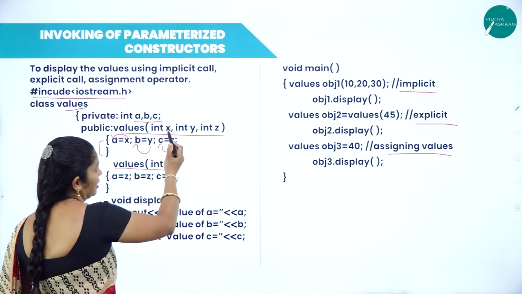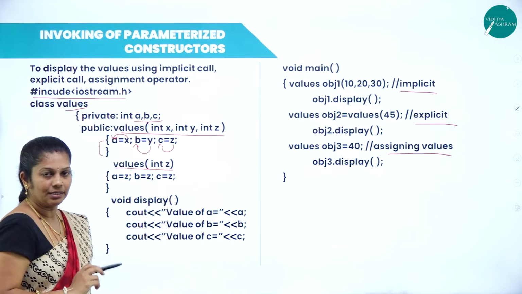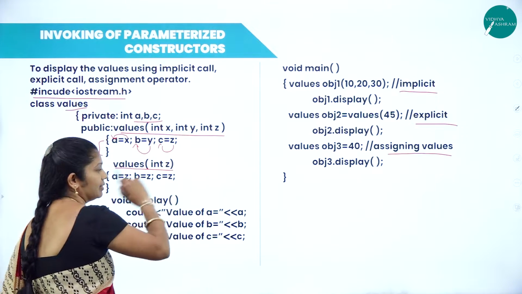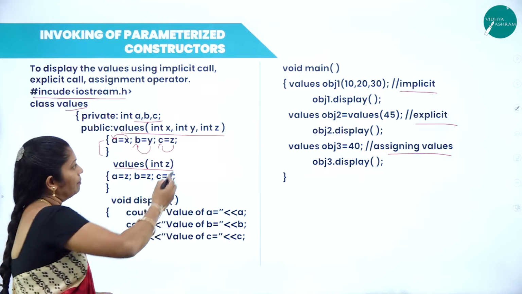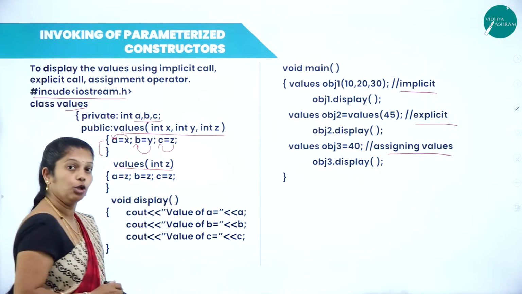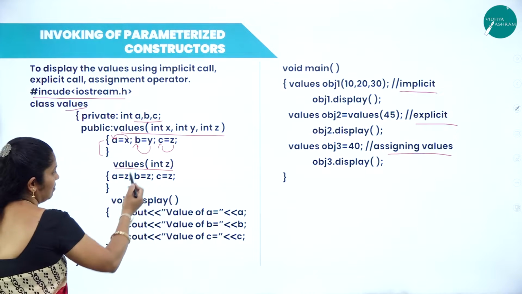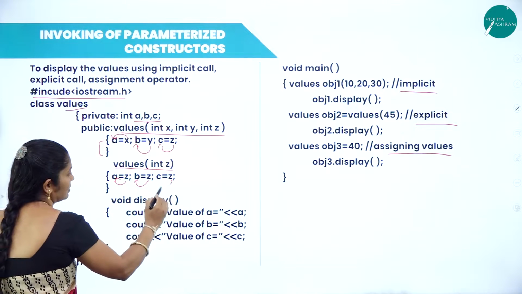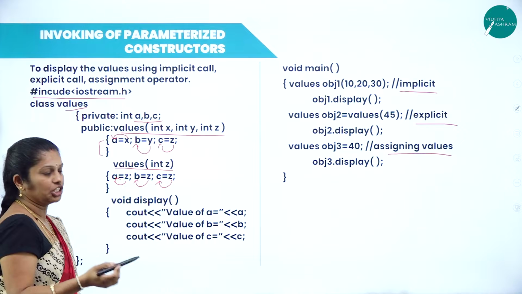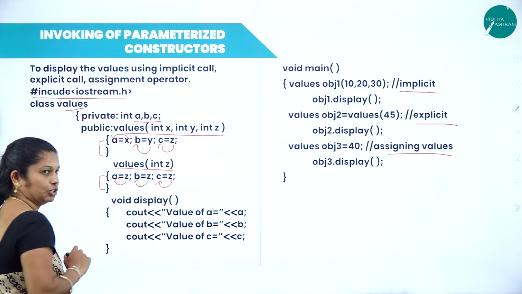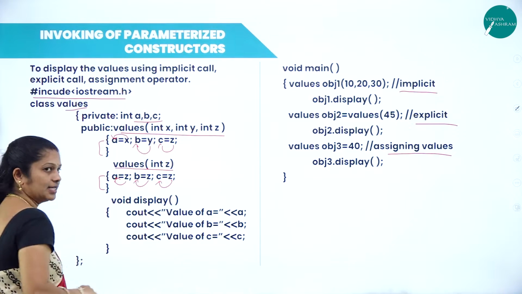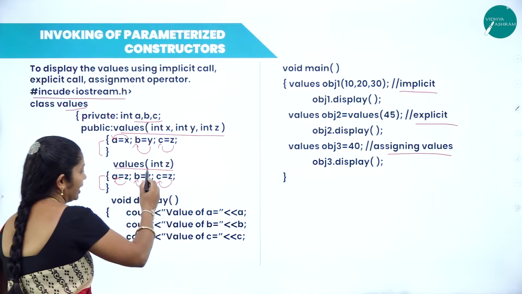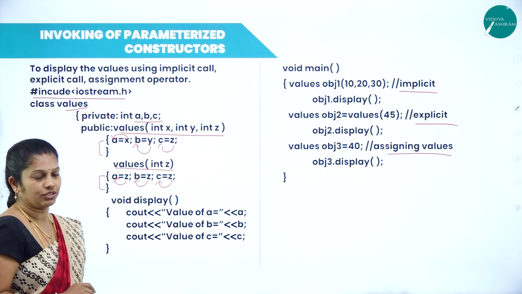This is also a constructor, this also a parameterized constructor. But here we have three arguments, but here we have only one argument. The same z value we are initializing for a as well as for b as well as for c. For all the three we are initializing the same value, then we will close this function. That means first function is a parameterized function, second function is also a parameterized function.